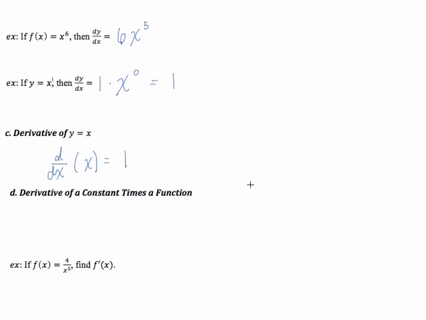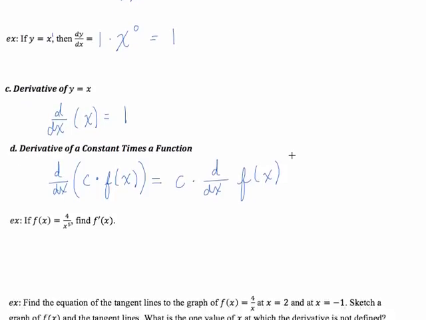Now for the derivative of a constant times a function. If you have the derivative of some constant c times a function f of x, you can bring that constant out, and it goes back to the limit rule. There is a property that says you can bring a constant out to the front of a limit. And because technically a derivative is a limit, we can bring that constant out to the front. So it's the same as c times the derivative of f of x.